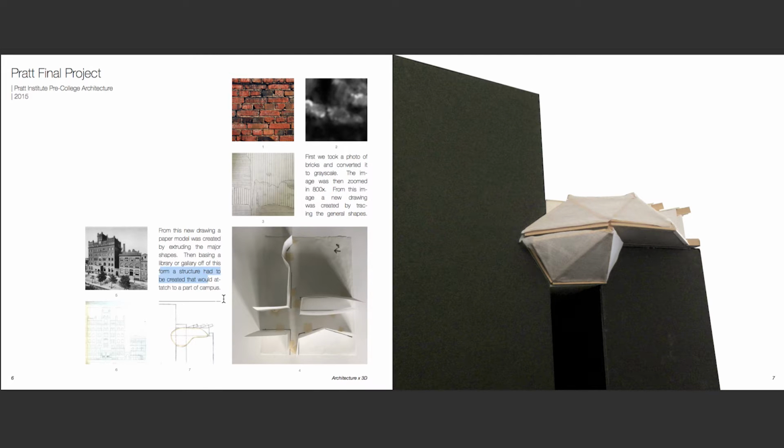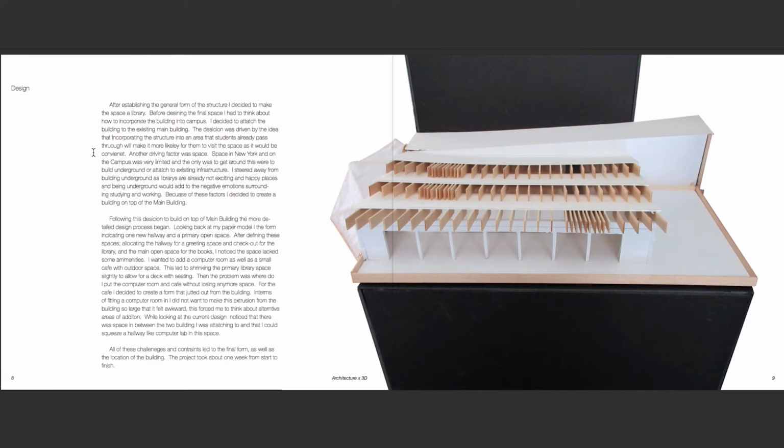All right, correct the sentence structure here. I always try to avoid using the word "I" within these things because it's a little self-centered. As an example, to avoid using "I," let's look at the second sentence: "Before designing the final space, I had to think about how to incorporate the building into campus. I decided to attach the building to the existing main building." Instead, say, "In order to incorporate the building into the campus, the building is attached to an existing main building."